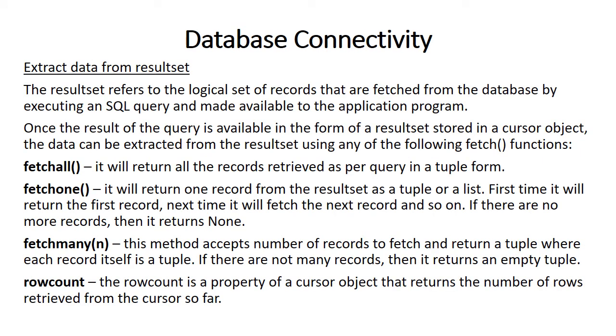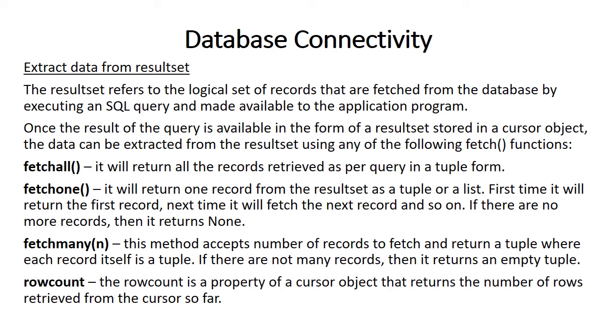Extract data from result set. The result set refers to the logical set of records that are fetched from the database by executing an SQL query and made available to the application program. Once the result of the query is available in the form of a result set stored in a cursor object, the data can be extracted from the result set using any of the following fetch functions.